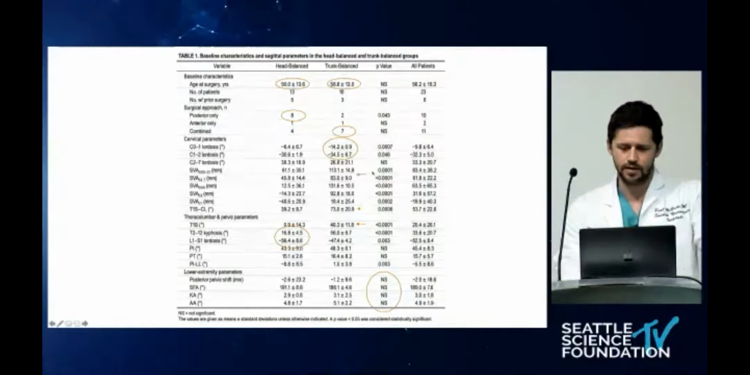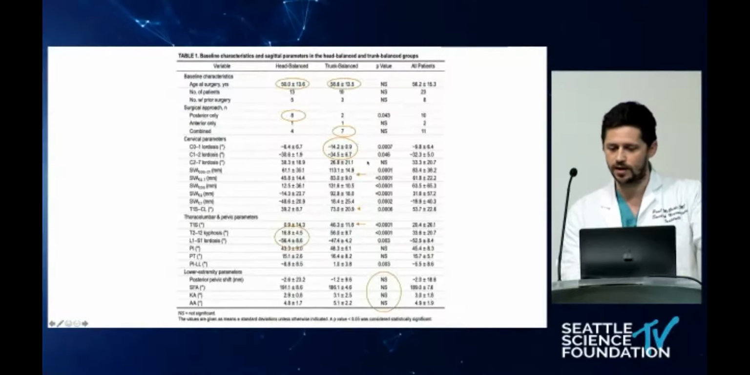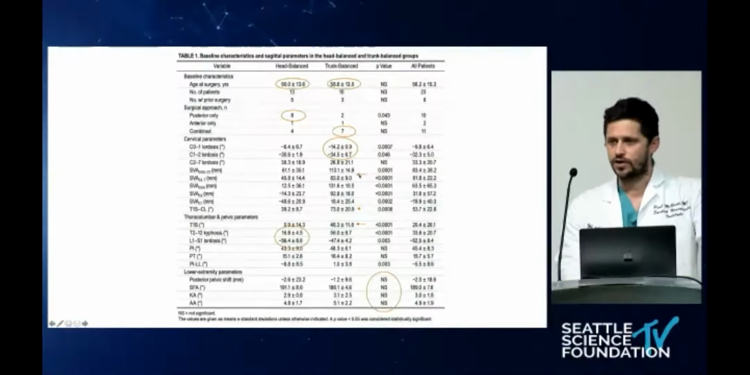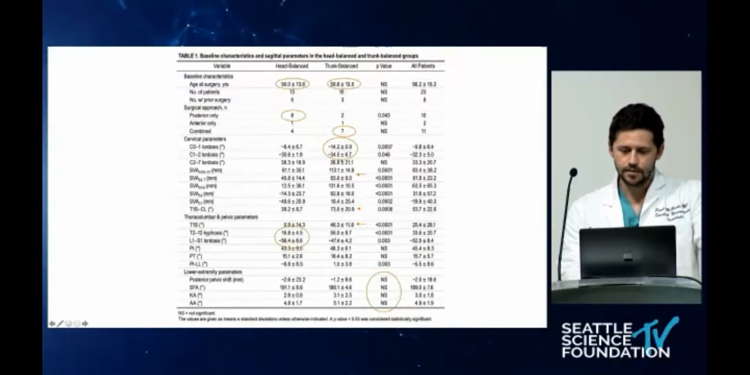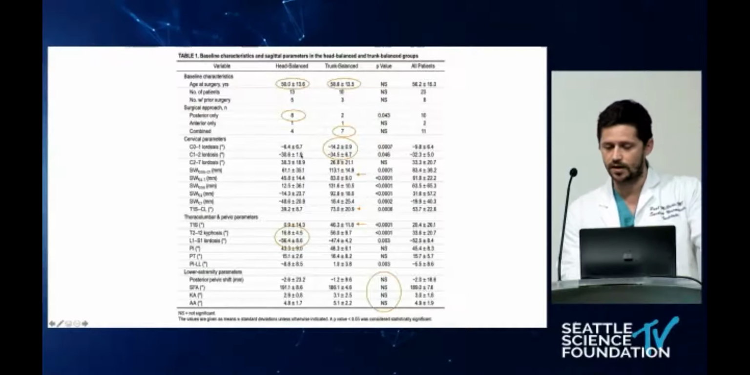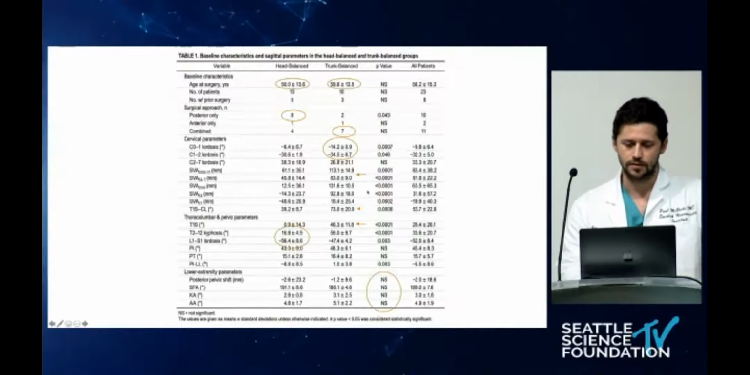As far as the radiographic parameters go, I just circled a couple things I thought were interesting. In the trunk balanced people, like we talked about, the craniocervical junction is hyperlordotic, and that's their main compensatory mechanism. The head balanced group is as well. However, it's more so in the trunk balanced group.